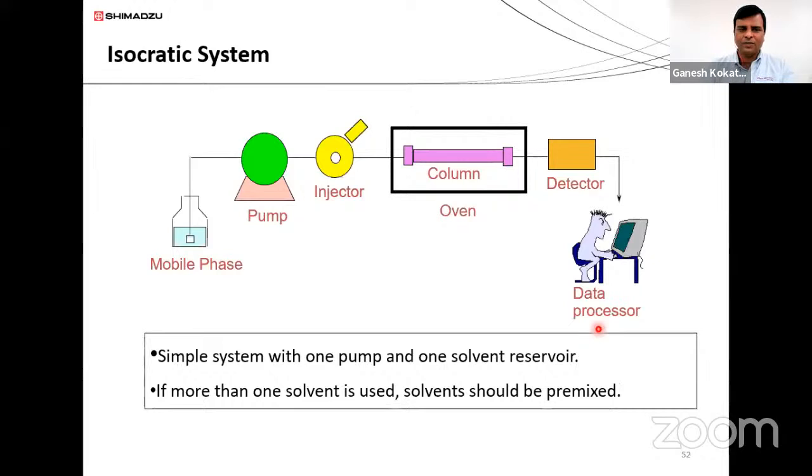So in isocratic, in a simple way, it's a simple system with one pump and one solvent reservoir, that's it. If you want to use more than one solvent, we need to pre-mix it, either buffer or organic solvent like acetonitrile or methanol. After that we just pass that pre-mixed mobile phase through the column, and we will get the data.